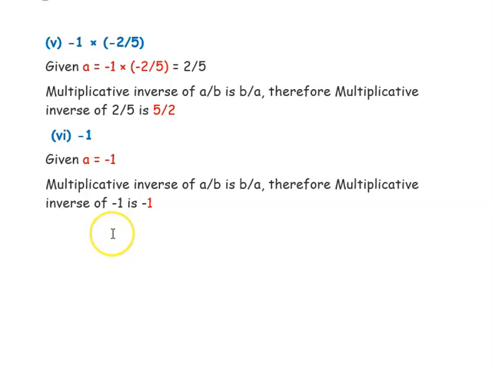Okay, so you know that a by b times b by a should be 1. So negative 1 times negative 1 will be 1.